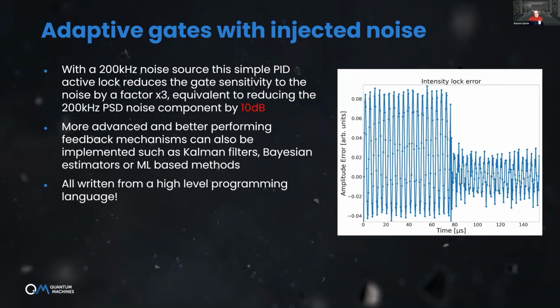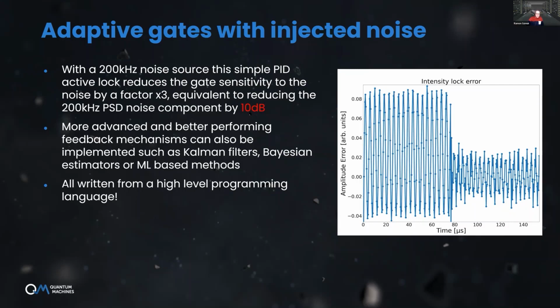200 kilohertz noise is not fully cancelled, so the bandwidth is 300 kilohertz or so, or maybe a bit more, but it's a 3 dB point. Right? So at 200 kilohertz, I'm reducing the amplitude by a factor of 3, which is compared to reducing the power spectral density noise component by about 10 dB, right? The actual power of this noise is reduced by 10 dB at 200 kilohertz. Right? This is not really negligible.